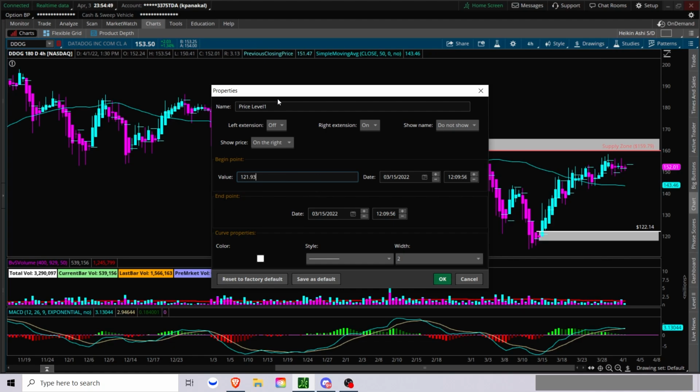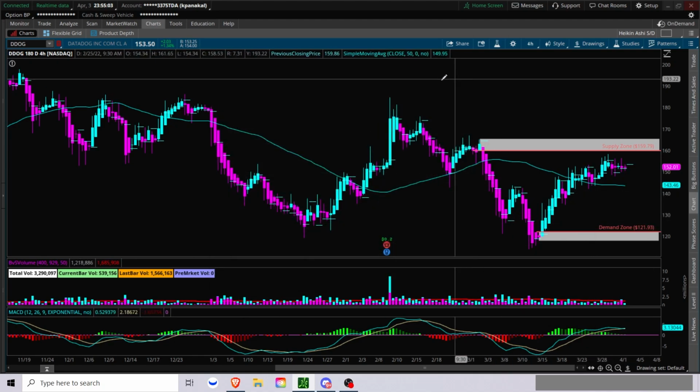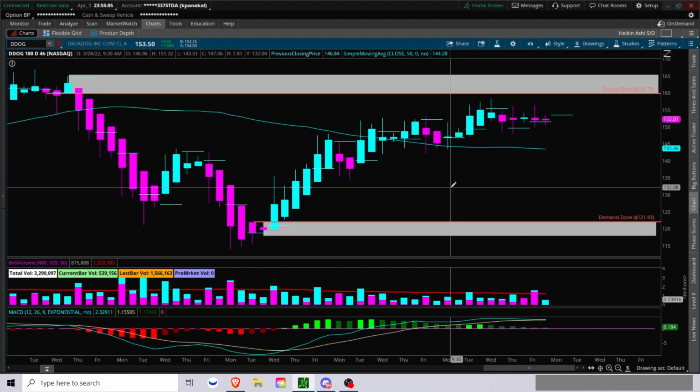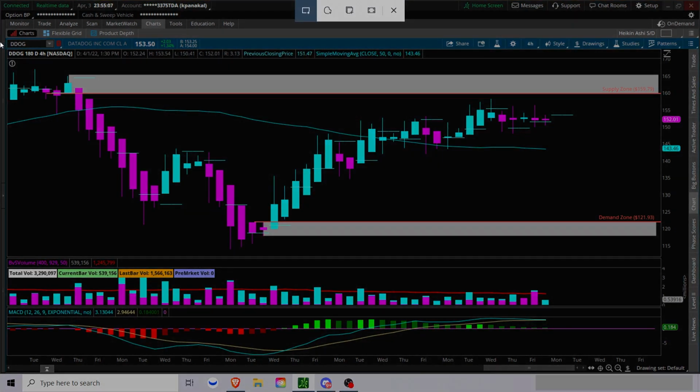And guys, even if you don't trade the stock, still put these zones on your chart itself, because why not have it on your charts. Let me take a picture of this.